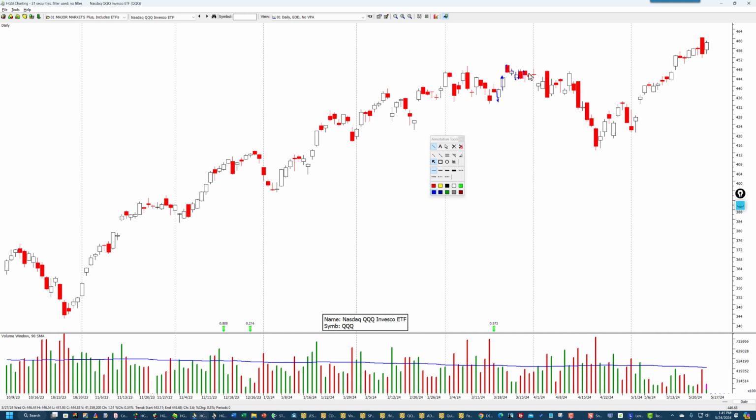This would be a negative structure. This would be a positive structure. This would be a negative structure. This would be a positive structure. This would be a negative structure and a long negative structure. This one is a positive structure. Looks like this closed a little bit higher, so that's positive.